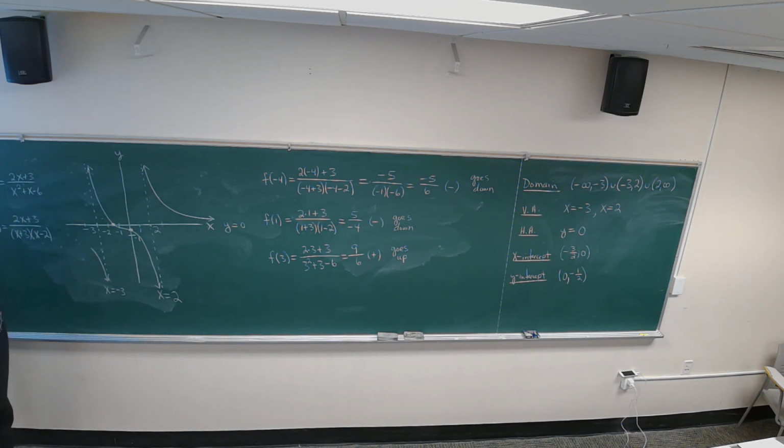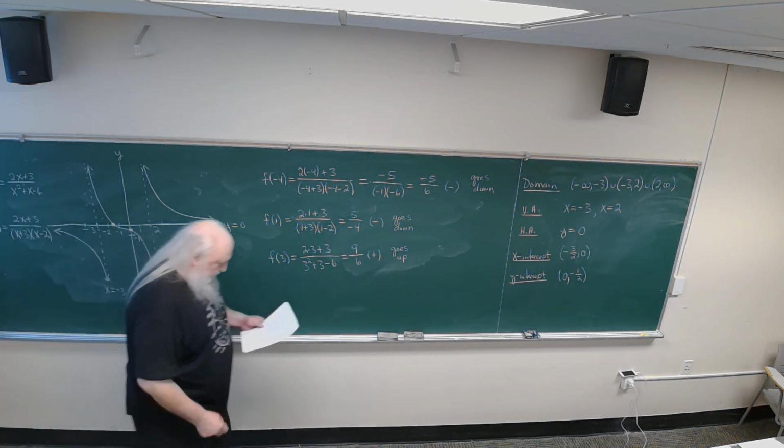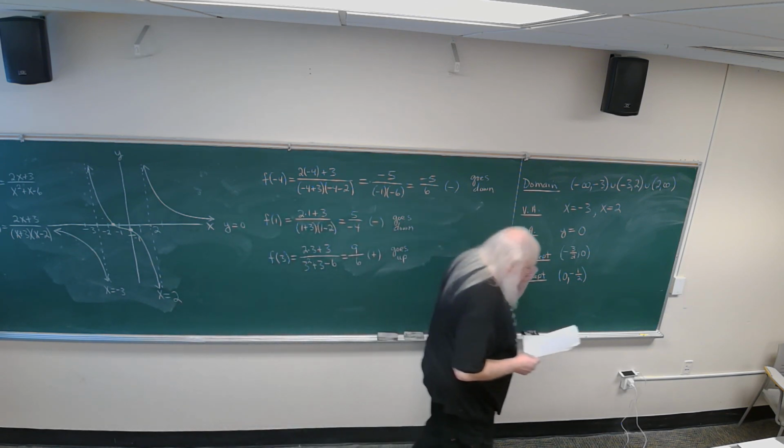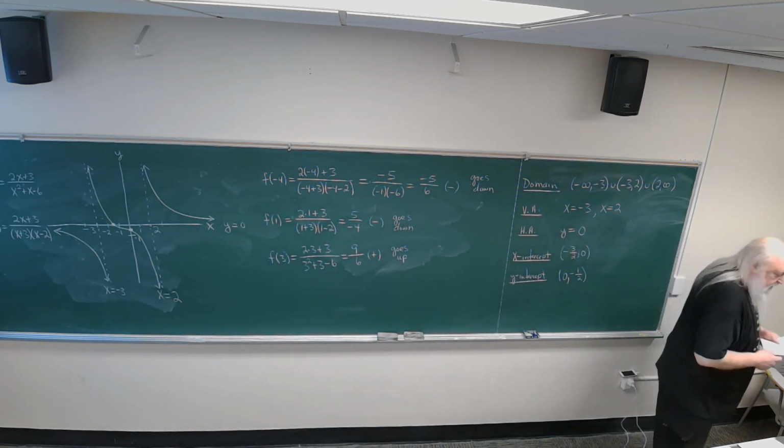Okay? And because y equals 0 is a horizontal asymptote, okay, it's got to flatten out going to the left. Okay? So that's what the graph of this rational function looks like. Okay? Any questions on that, ladies and gentlemen?